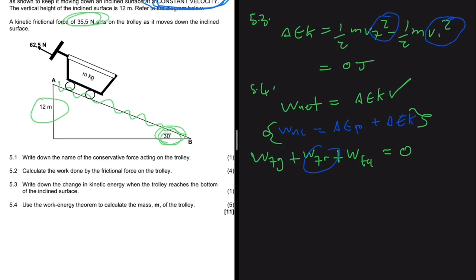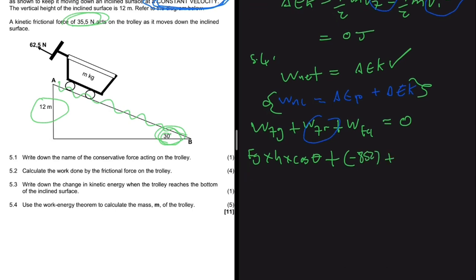So what is the work done by Fg? The force of gravity multiplied by the height, and then cos of the angle, right? Plus the work done by friction. We know that that is minus 852, right? And then plus the work done by the force applied. We know that the force applied is 62.5, right? So let me just write it in the line below. So plus 62.5 multiplied by the displacement, and then cos of the angle, right? And this should all be equal to 0.